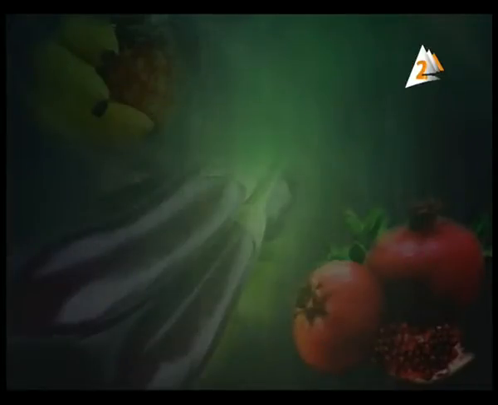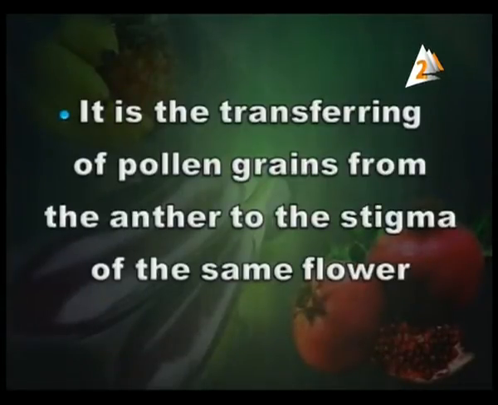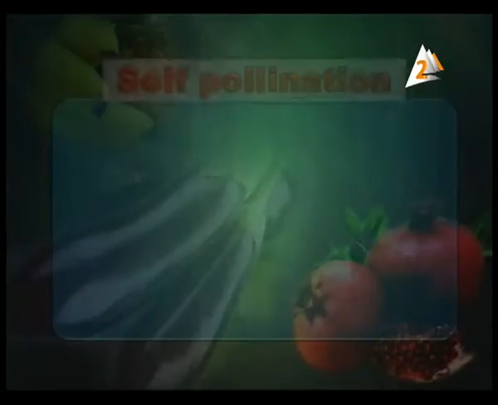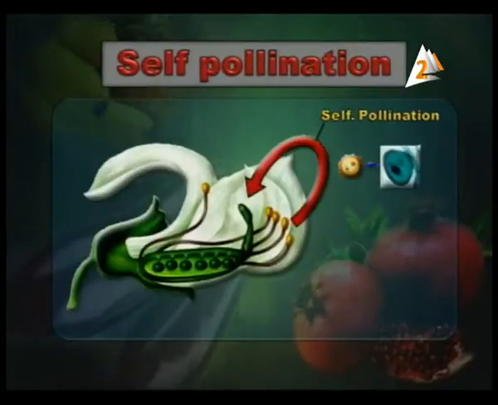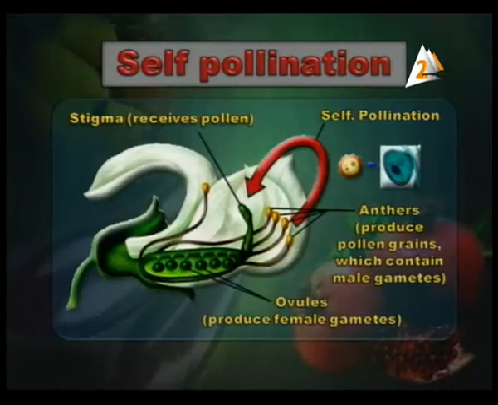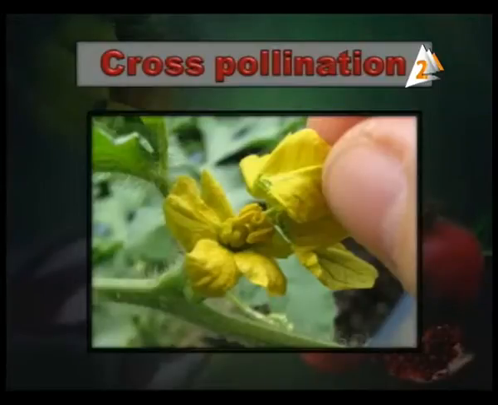So, another time, pollination is the transferring of pollen grains from the anther to the stigma of the flower. Types of pollination: the first one is self-pollination, in which the pollen grains are transferred from the anther to the stigma of the same flower, or to that of another flower of the same plant.